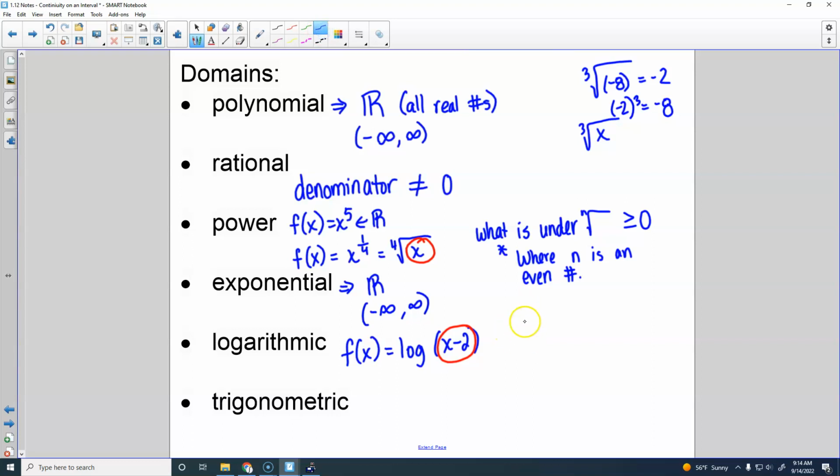It cannot equal 0, and it cannot be a negative number, right? So what is inside the log has to be greater than 0. For roots, it can equal 0. Square root of 0 is 0. But log of 0 is undefined.